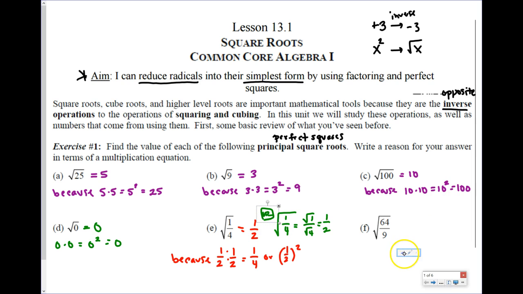Okay? So for this one, we can say this is the same thing as the square root of 64 over the square root of 9, which would give me 8/3. Oh, sorry, not 8. My bad. Yes, 8. 8/3. Or you can think of it in terms of 8/3 times 8/3 gives you 64/9. So either way you think about a radical with a fraction works. Okay, so this is kind of a little bit of a review.